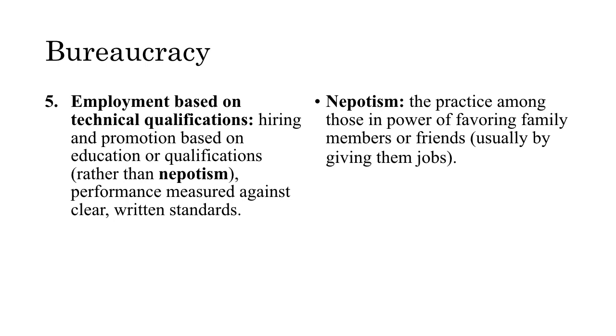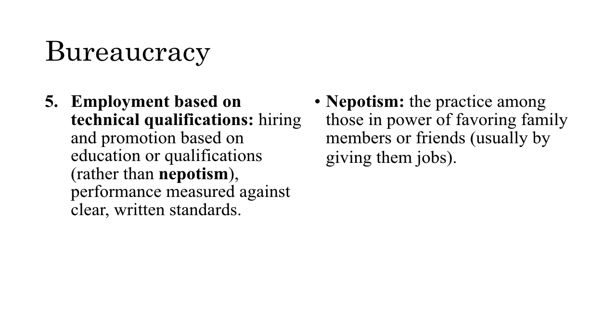The fifth and final feature of the bureaucracy as an ideal type is that employment is based on technical qualifications, meaning your hiring or promotion is supposed to be based on what you know rather than who you know. So your education, your qualifications, your skill set, rather than nepotism, and your performance is supposed to be measured against clear written standards. Nepotism refers to the practice among those in power of favoring family members or friends, usually by giving them jobs.